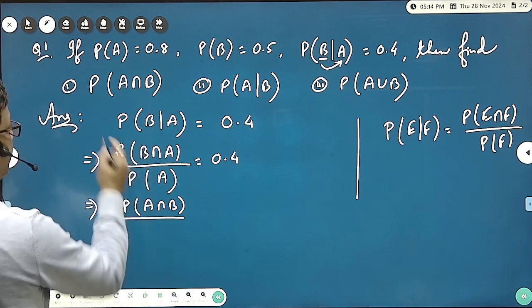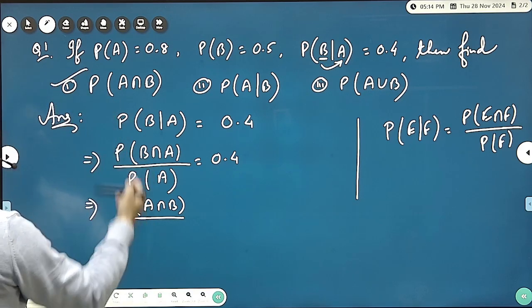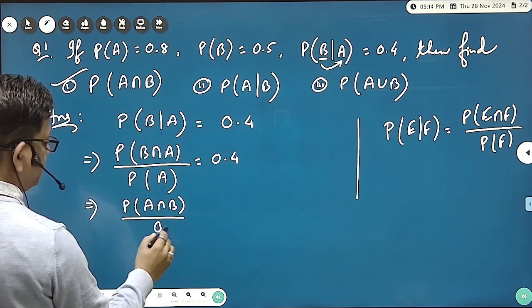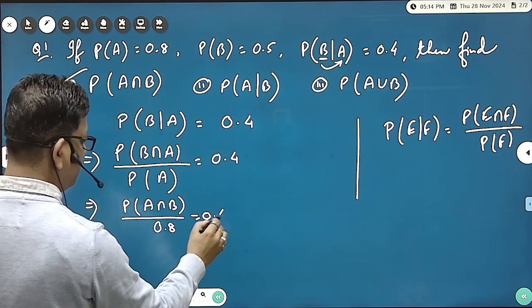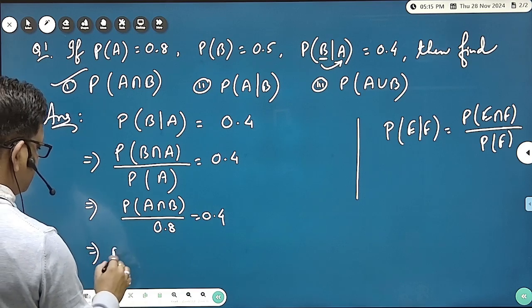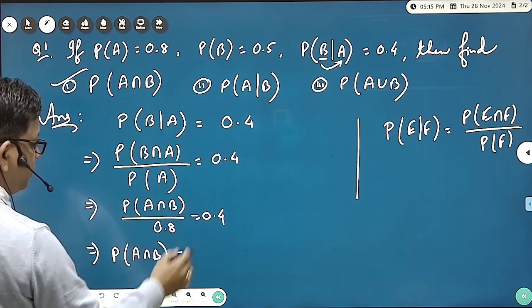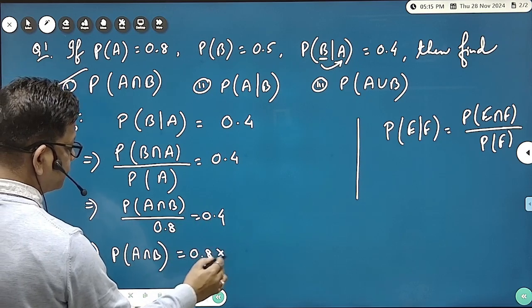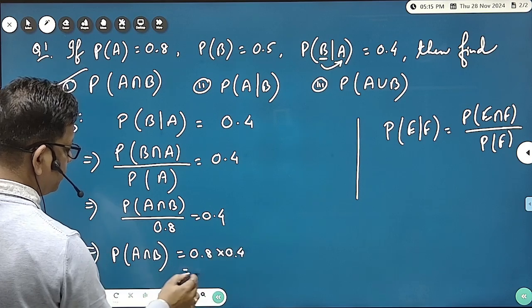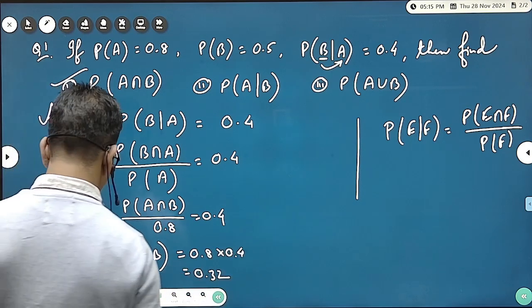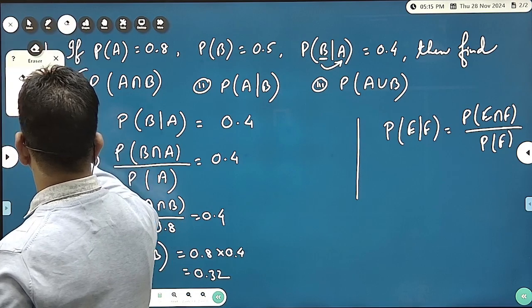Now this is our aim, question number 1. You see, this is our aim. P of A is given as 0.8 and this is 0.4. Now if you take P of A intersection B, equal to 0.8 into 0.4. How much? 0.32. So this is the first example, the first answer.